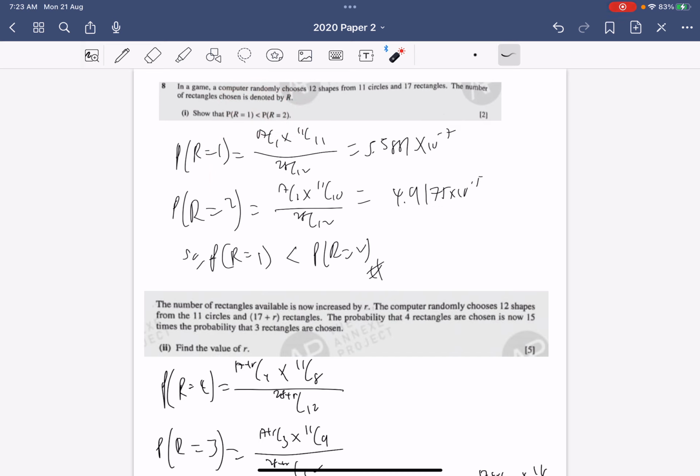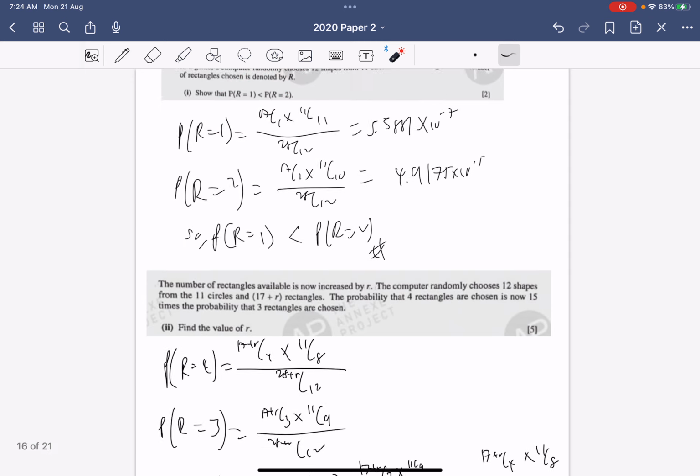So you just need to find the probability r equals 1, which means you get one rectangle. You take out of the 17, choose one. Then for the circles you must choose everything else, because you must choose 12 shapes in total. Then you divide by 28 choose 12, which is the total number of ways to choose without restrictions. Then you find the probability r equals 2, so it's 17 choose 2 times 11 choose 10, over 28 choose 12. A quick comparison shows what we want to see.